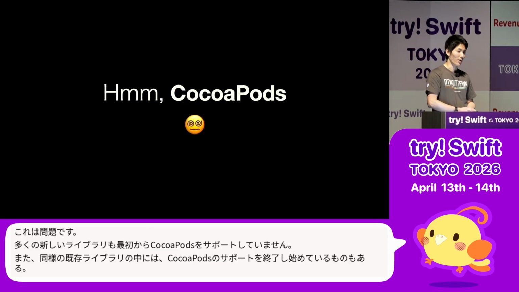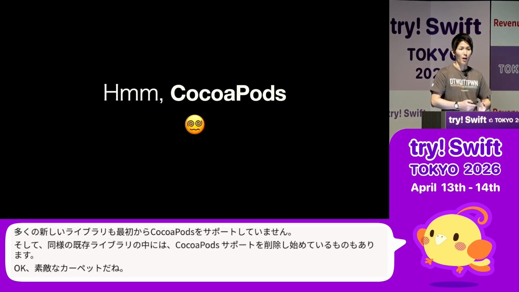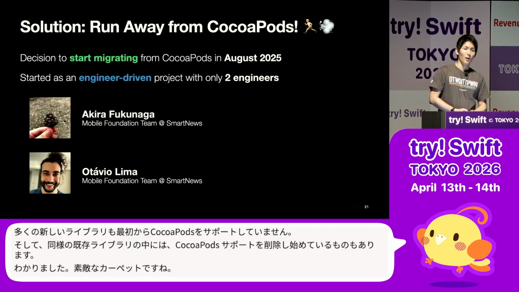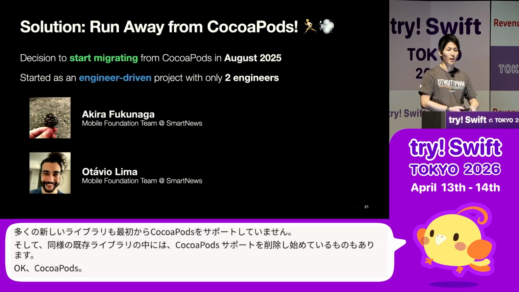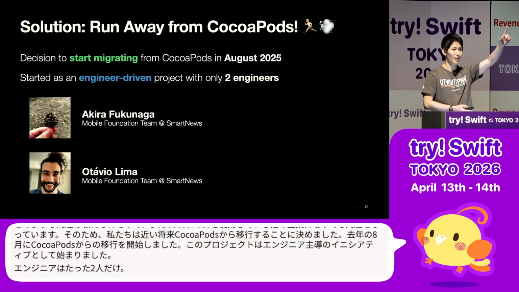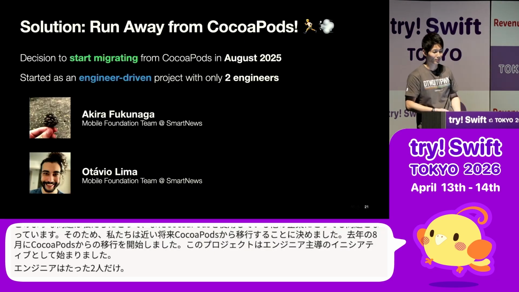So this is a problem for us and also all other companies where they're using CocoaPods. So we decided to run away from CocoaPods soon. We decided to start this migration from CocoaPods in last year's August. We started this project as an engineering-driven project with only 2 engineers, me and one of the most awesome engineers in our company, Ottavio. I think he's in this room also. Thank you, Ottavio, for coming today.